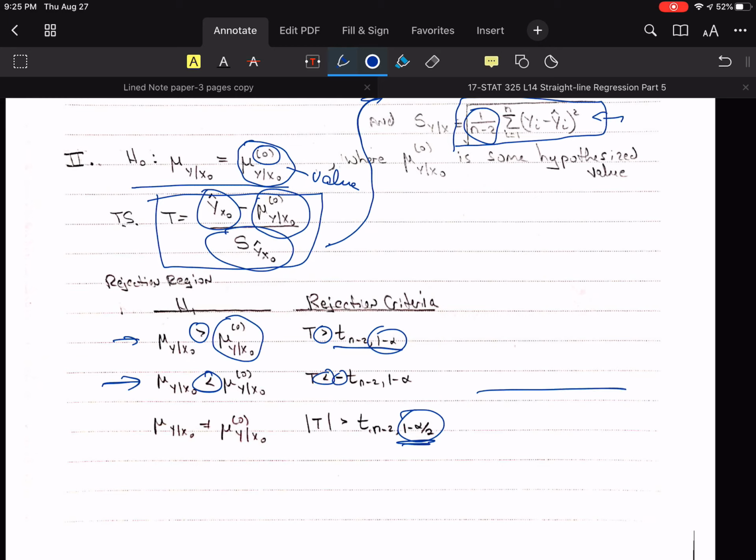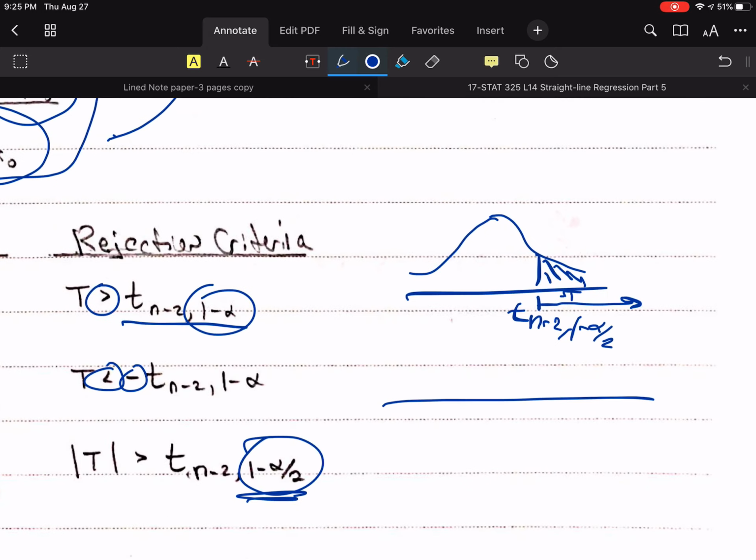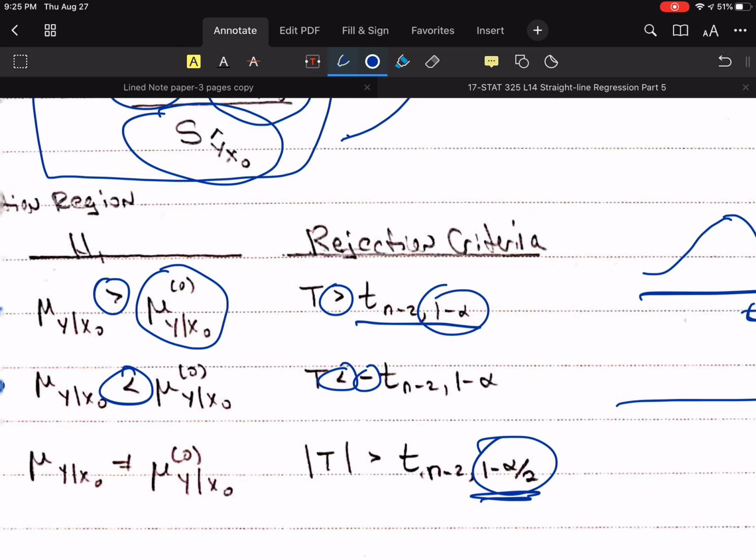So here we would say that if this is our t, our critical value, t n minus 2, 1 minus alpha over 2, then if t, capital T, is anywhere in here, if capital T is anywhere beyond that, then we would reject for this hypothesis.